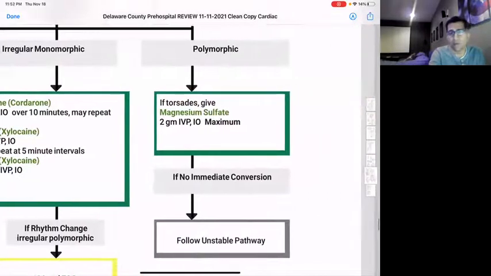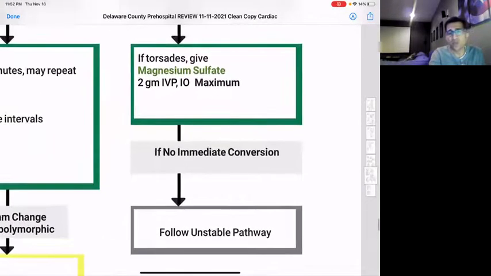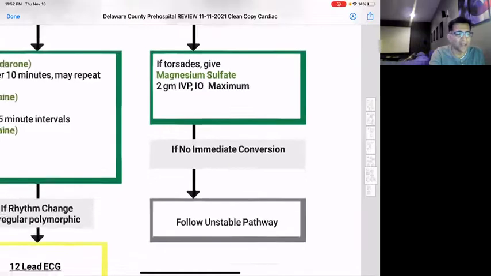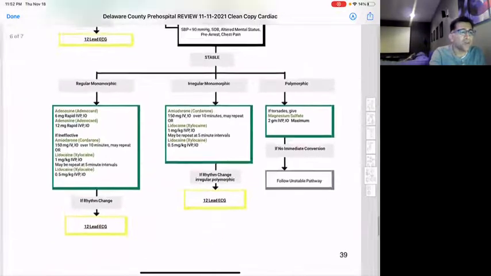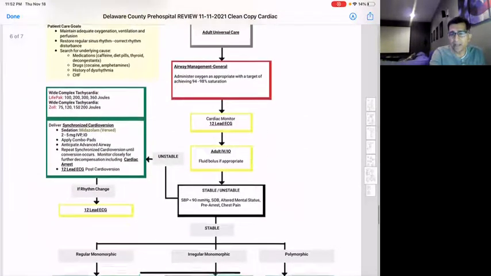Last one is our polymorphic VT. Now, this is our classic torsades patient. Make sure you give them magnesium. One of the challenges with these torsades patients is that oftentimes this is one of those rhythms that is going to decompensate on you. Expect the decompensation. So if you don't see a good conversion, prepare yourself in the unstable pathway because they're going to head in that direction. So now we've covered chest pain, bradycardia, chest pain, syncope, bradycardia, and tachycardias.